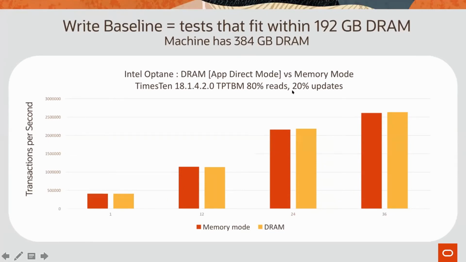There was a 20% write workload using 36 connections. I was getting a bit over 2.5 million transactions per second on this one machine. So that was a good result. If your workload fits within DRAM, it goes just as fast as if you were using DRAM alone.